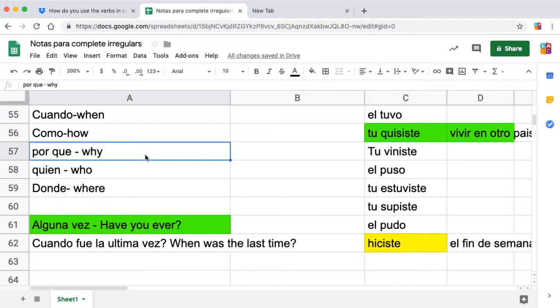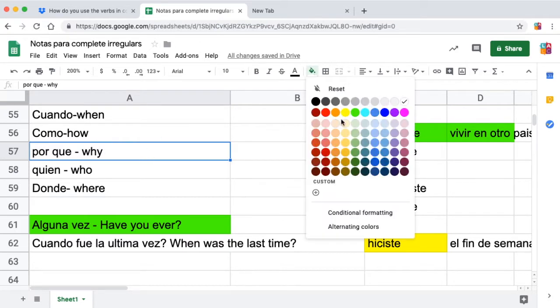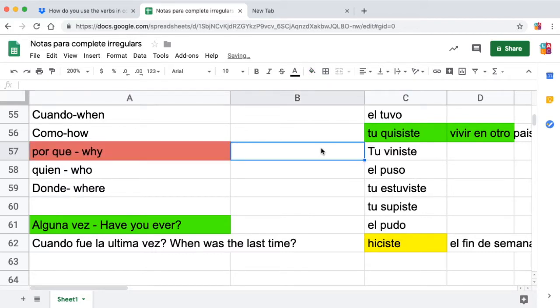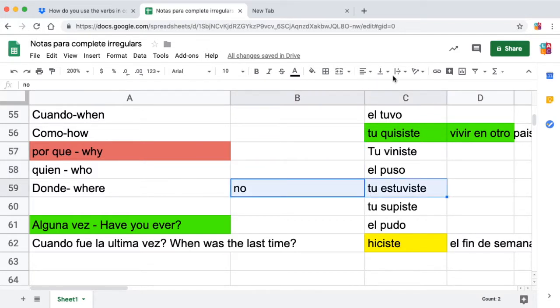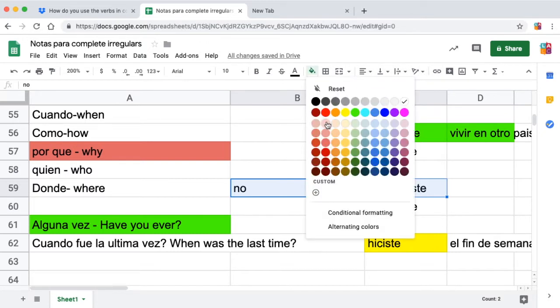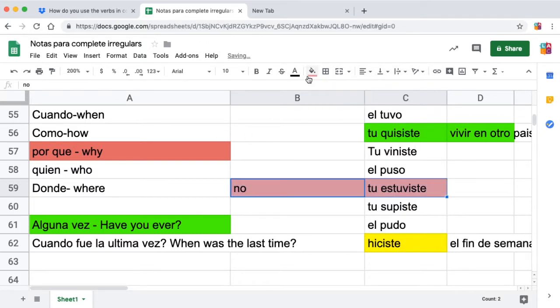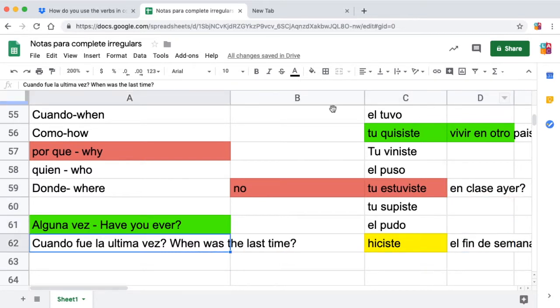Or, ¿por qué? No sé. ¿Por qué? In this case, I'm gonna put a negative, okay? The negatives always go before. ¿Por qué no? Okay. But I want in here, ¿por qué no estuviste en clase ayer? Why were you not in class yesterday, right? ¿Por qué no estuviste en clase ayer? Why weren't you in class yesterday? Ayer. Or, ¿cuándo fue la última vez?